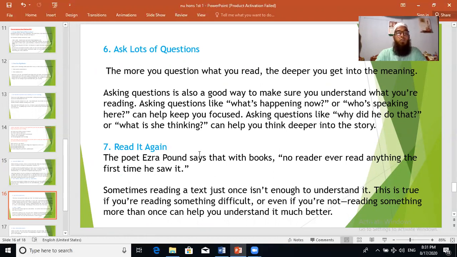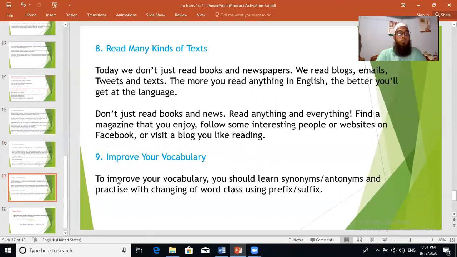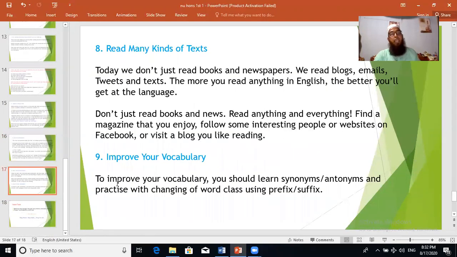Just one reading is not enough for understanding any text. Especially for a comprehension passage, you need to read at least twice, and even sometimes thrice, to get the answers to all the questions. Because the first reading is just like seeing, it's not reading actually, according to Ezra Pound. Now, read many kinds of texts. Number 8 tip, and number 9 tip, improve your vocabulary.